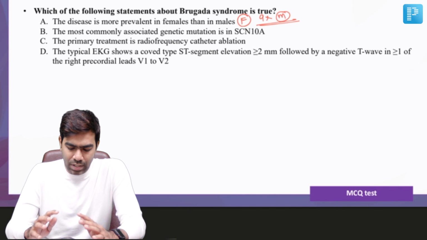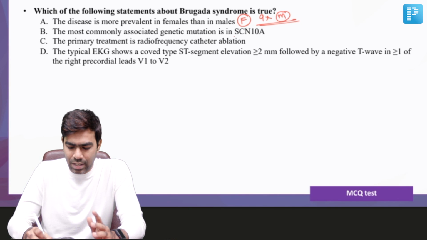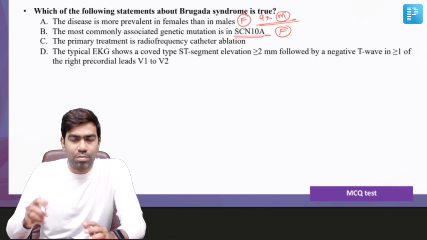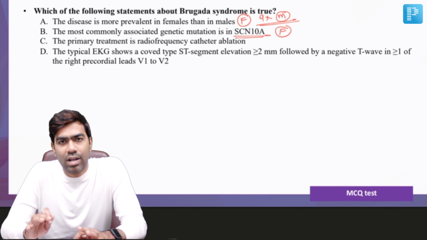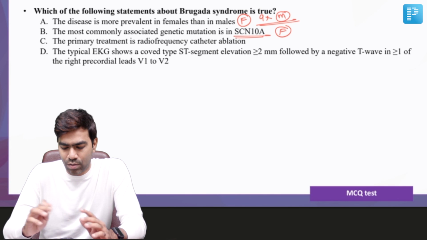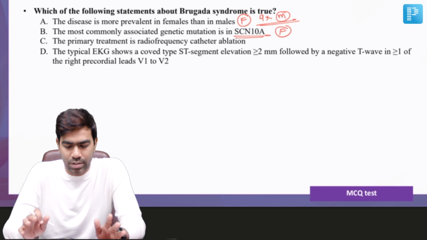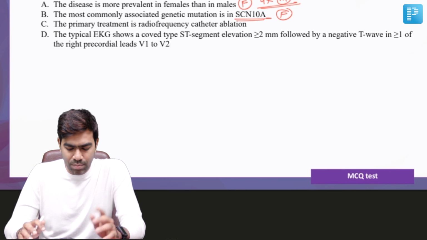And the most commonly associated genetic mutation is SCN10A. This is also a false statement. Remember, SCN10A mutations are indeed associated with Brugada syndrome, but it is not the most common mutation. SCN5A is the most common mutation.